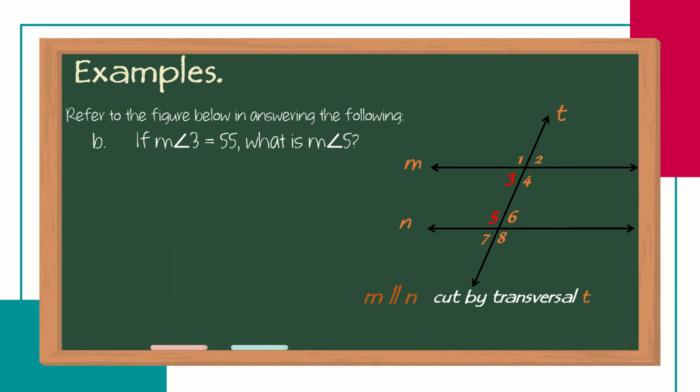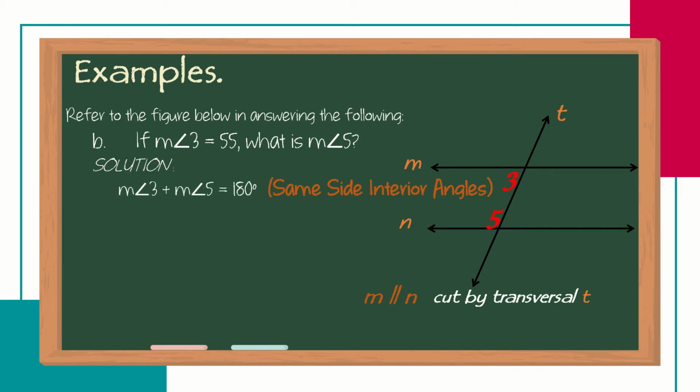If the measure of angle 3 is equal to 55, what is the measure of angle 5? Again, can you name the angle pair formed by angle 3 and angle 5? That's great! Angle 3 and angle 5 are same side interior angles. And I know that you know that same side interior angles are supplementary. Again, supplementary angles are angles whose sum is equal to 180 degrees.